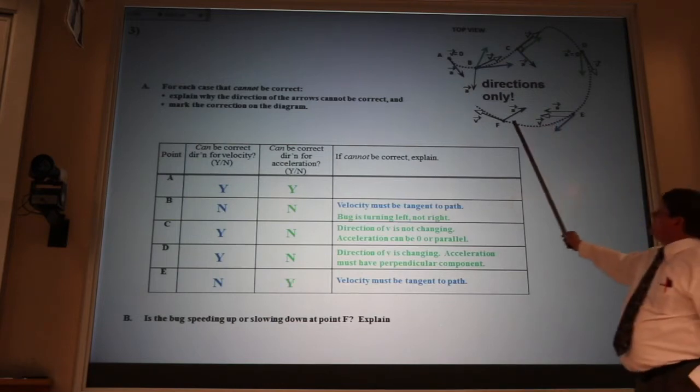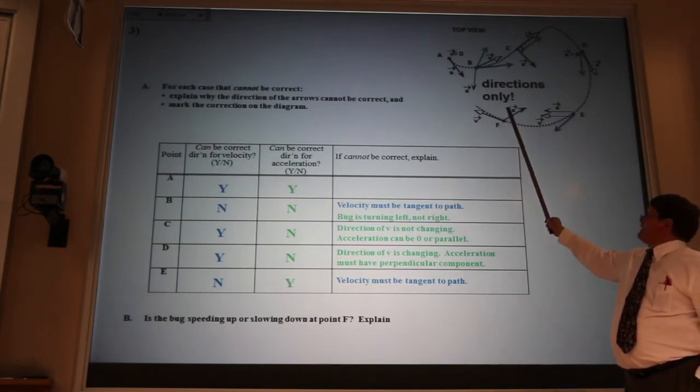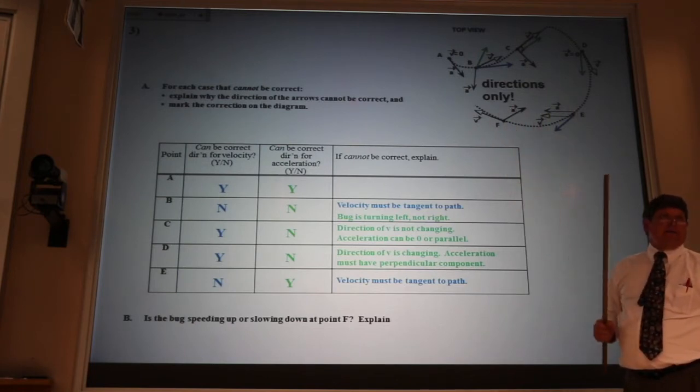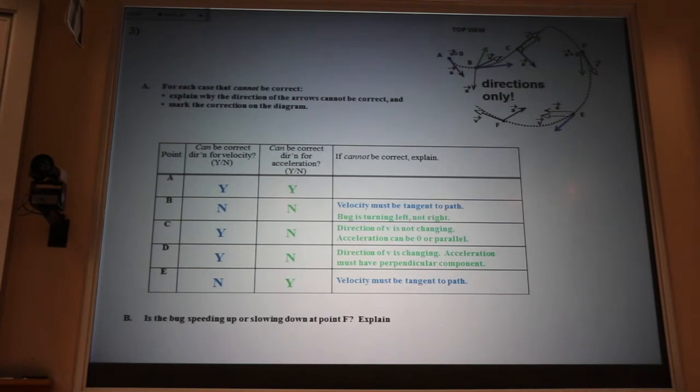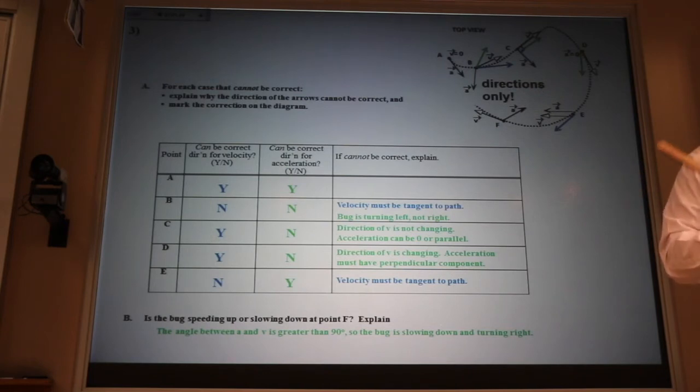Now, we are told in the problem that the student got these vectors right, correct. What's the bug doing there? Slowing down and turning right. Okay? Slowing down and turning right. Good. Now you've noticed, if you've looked at the sample exams, that every single sample exam has one of these two-dimensional acceleration problems, where you have to give the direction of the acceleration relative to the velocity vector.